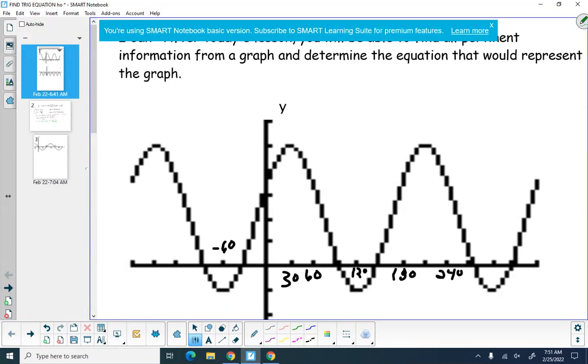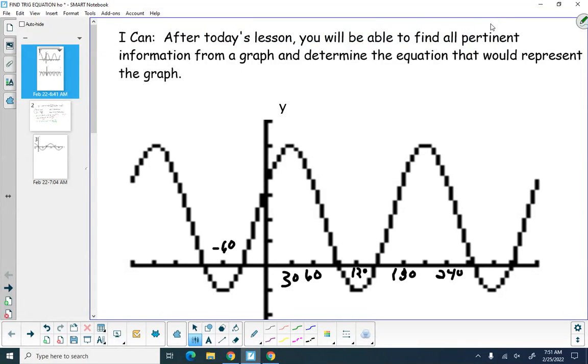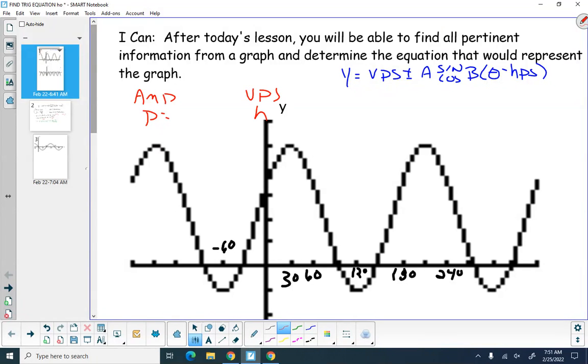Once again, we have our general equation that we will continue to work with. y is equal to vertical phase shift plus or minus the amplitude sine or cosine of b theta minus horizontal phase shift. We will still continue to work with that base equation. But once again, we're going to give you the graph now. And with that graph, we're going to determine the amplitude, the period, the vertical phase shift, and the horizontal phase shift, and then come up with the equation.